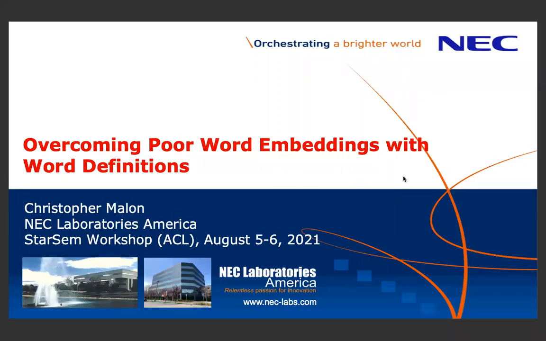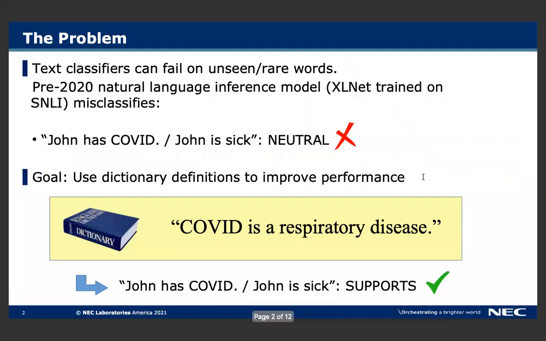Hi, I'm Christopher Malon, and I am going to talk about how we can overcome poor word embeddings with word definitions. The problem we're addressing is that text classifiers can fail on unseen or rare words. A pre-2020 natural language inference model, XLNet trained on SNLI, misclassifies the premise "John has COVID" and the hypothesis "John is sick" as a neutral pair.